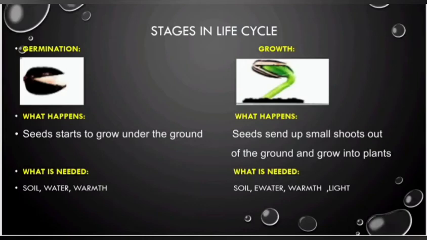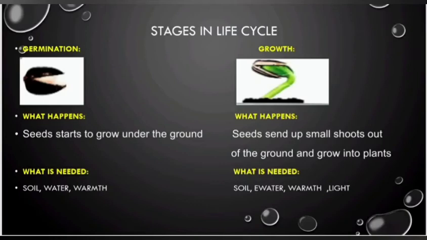Second stage will be the growth. So after seeds germination, the seed starts to grow and turns into a plant. What happens during this process? Seeds send up small shoots out of the ground and grow into a plant. What is needed? Soil, water, warmth, and light. So remember the different needs of plants in order to grow: soil, water, warmth, and light.